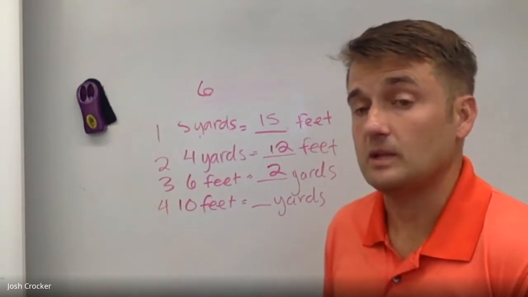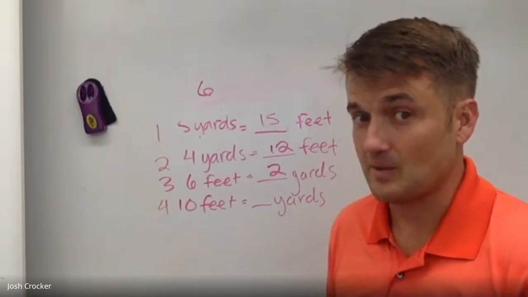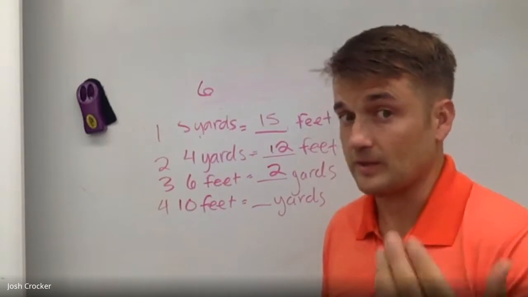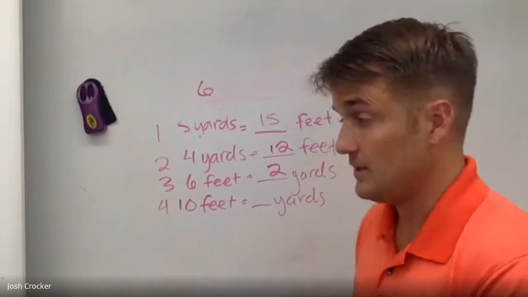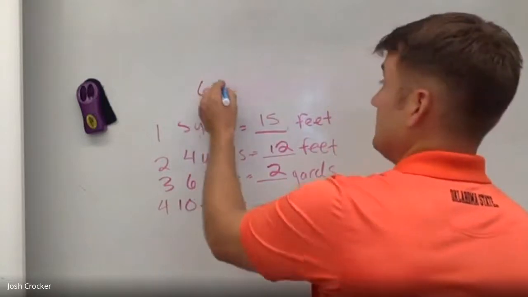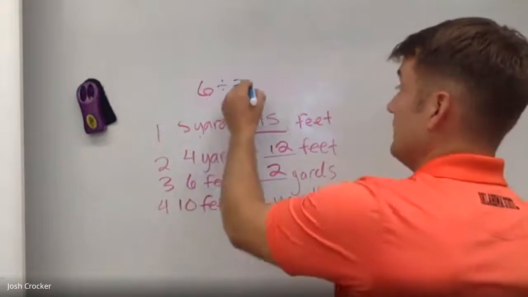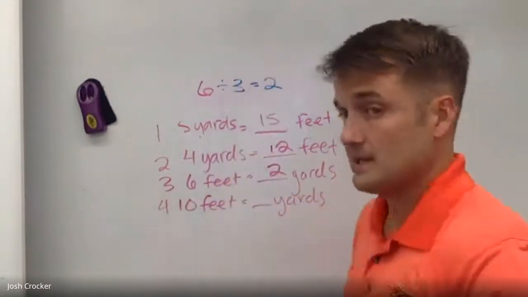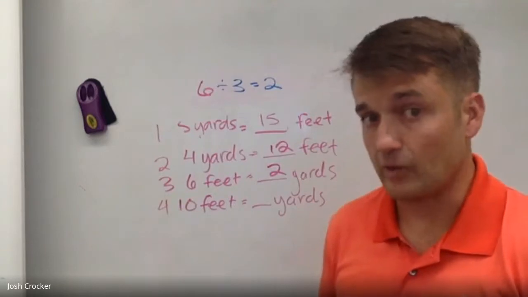I'm going to leave with fewer pieces, right? I might walk in with 10 dimes and walk out with $1. I walked in with 10. I walked out with 1. My number got smaller. Division does that. So I'm going to divide. There's 3 feet in a yard. So I'm dividing by 3 and I get 2. And that was the same thing that my picture told me.